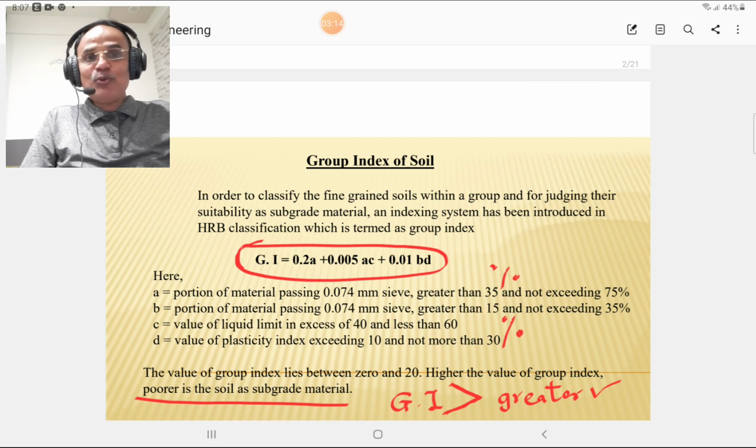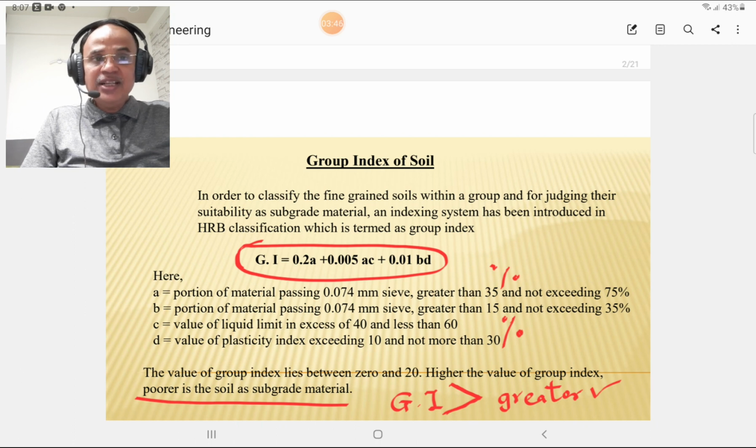A is the portion of material passing through the 0.074 mm sieve, and the percentage is greater than 35 but not exceeding 75. What is B? That is also the portion of material or soil passing through the 0.074 mm sieve, and the percentage is greater than 15 but less than 35. What is C? C is the value of liquid limit in excess of 40, which means that the liquid limit should be greater than 40 and less than 60.